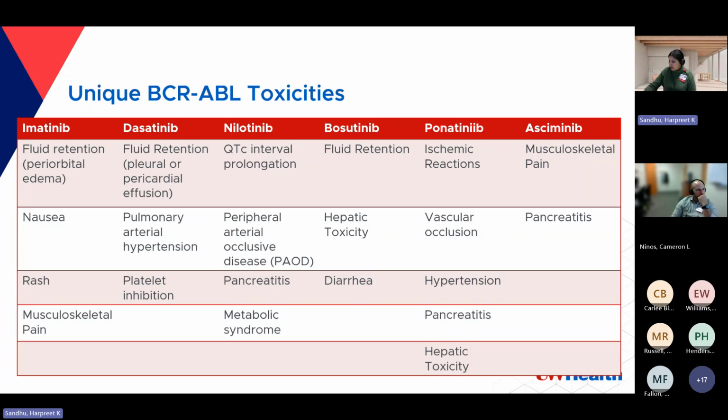Asciminib, the last one here, is fairly well tolerated. Aside from the hematologic toxicities that I previously mentioned, a couple of side effects that we're monitoring for are musculoskeletal pain and pancreatitis, typically asymptomatic, although these are not very common side effects.